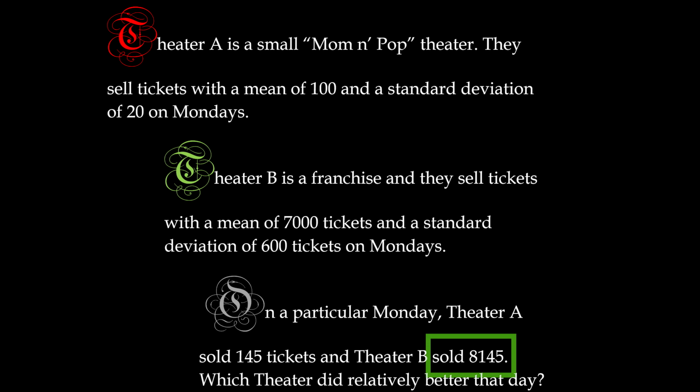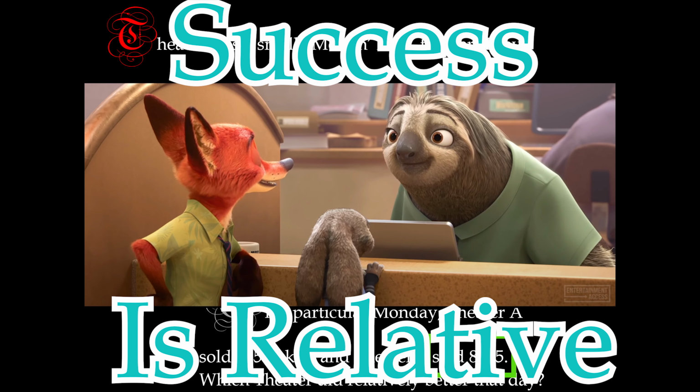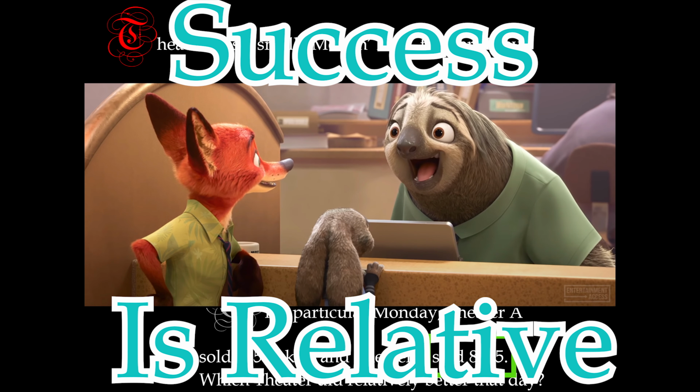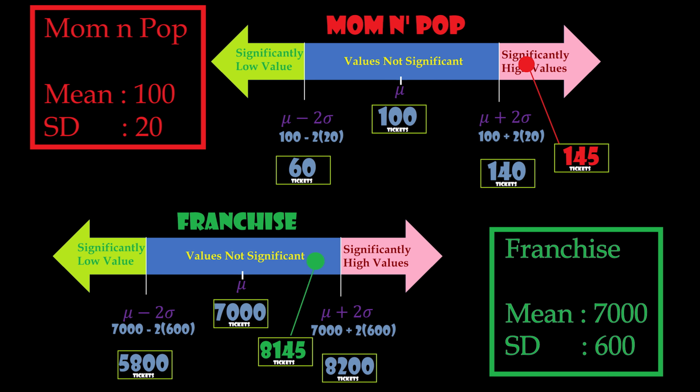Well, it's true that the franchise sold more tickets, but success is relative. Remember that, success is relative. I'm dropping knowledge here. To see who did relatively better, what we do is compare the number of tickets sold to their individual mean and standard deviation. Notice how they both fall above the mean.